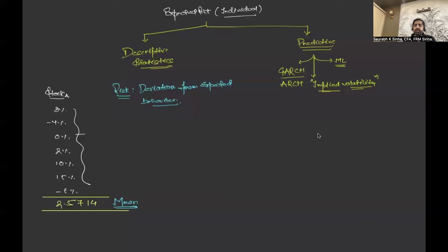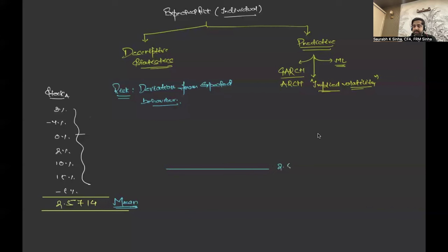Okay, what is my expected behavior? What is the expected behavior of the stock? The expected behavior of the stock, as I just stated, is the mean. That is the on-average behavior of the stock, that it would fall around 2.5714. That is what my prediction is.